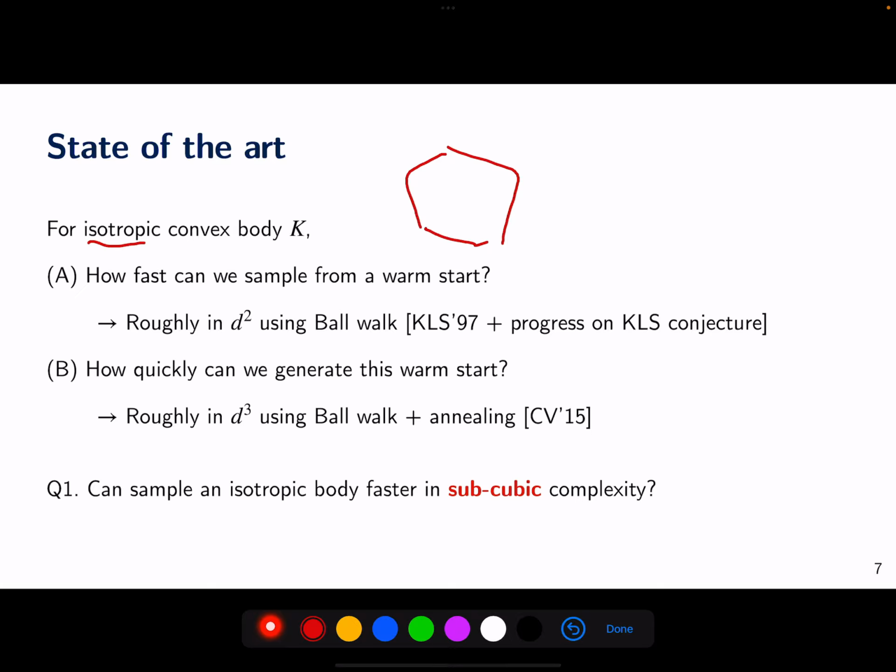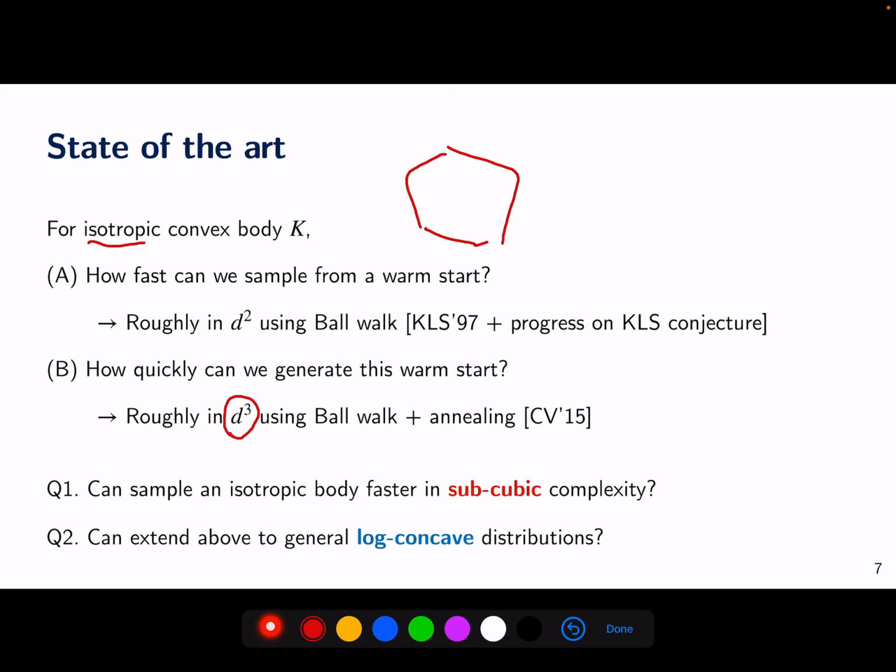Our main motivating questions in this talk and work are basically these two. The first one is: can you sample from an isotropic body faster than this d cubed? Currently the bottleneck is this d cubed part, warm start generation, but can you break this cubic barrier? That is our first question. The second question is: so far we have only talked about uniform sampling from a convex body, which is a special case of a log-concave distribution. Can you generalize it to log-concave distributions? These two questions are the main things that we discuss in this talk.